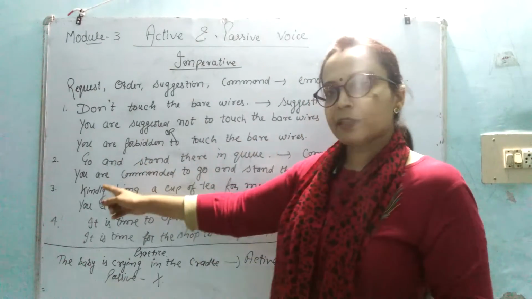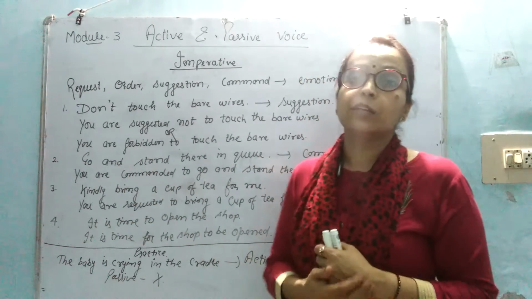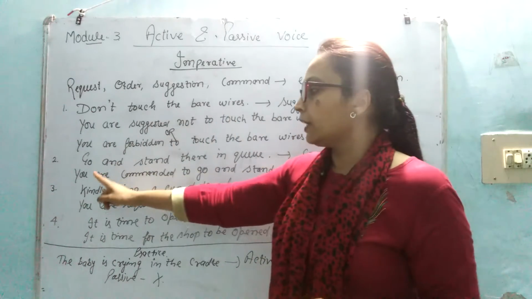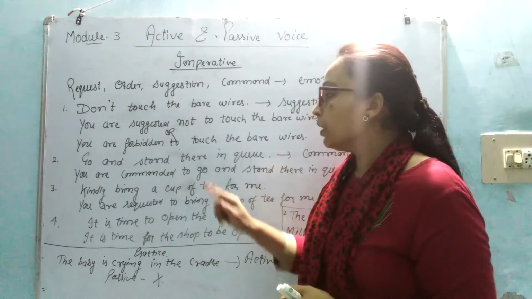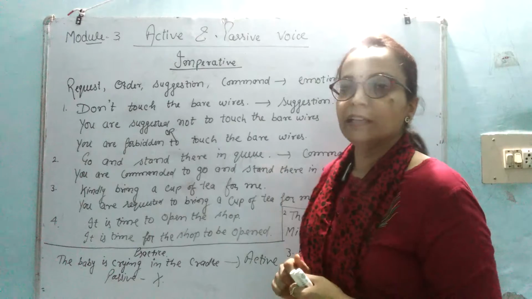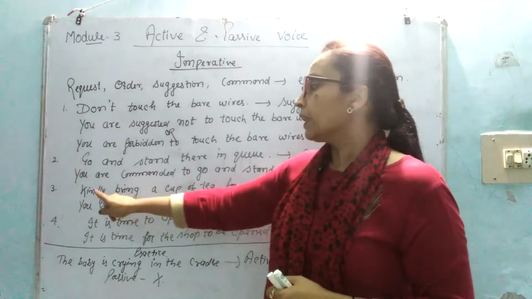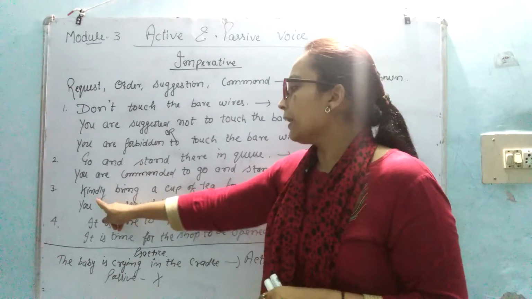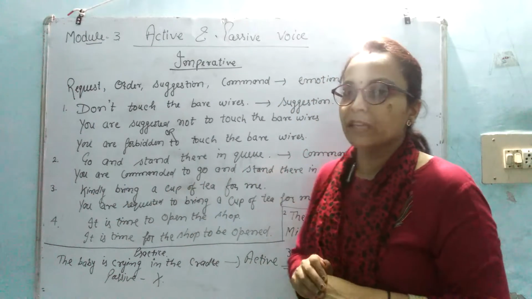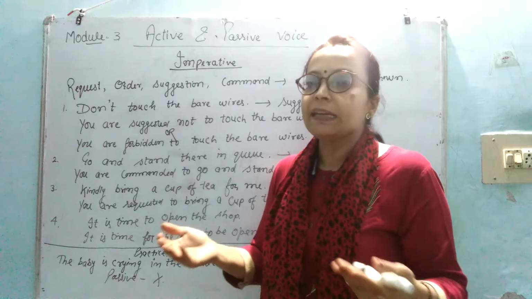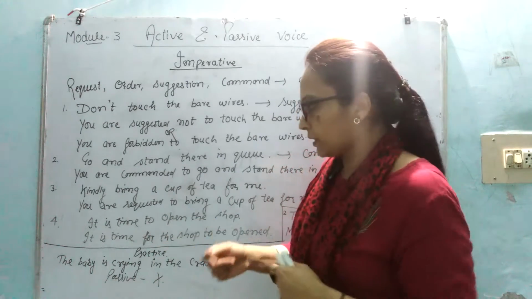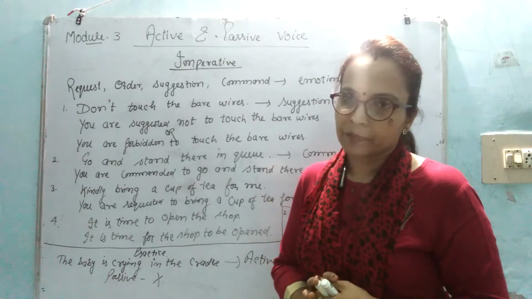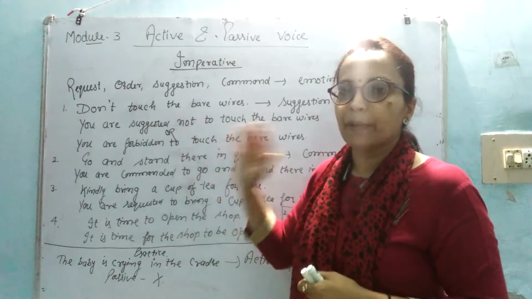Right? Now see the next one. Go and stand there in queue. What is this? This is a command. So we will change it this way: You are commanded to go and stand there in queue. Third one: kindly. Kindly shows that we are making a request. Kindly bring a cup of tea for me. Please, kindly: these words show a request. So: You are requested to bring a cup of tea. Right? These were all about imperative.